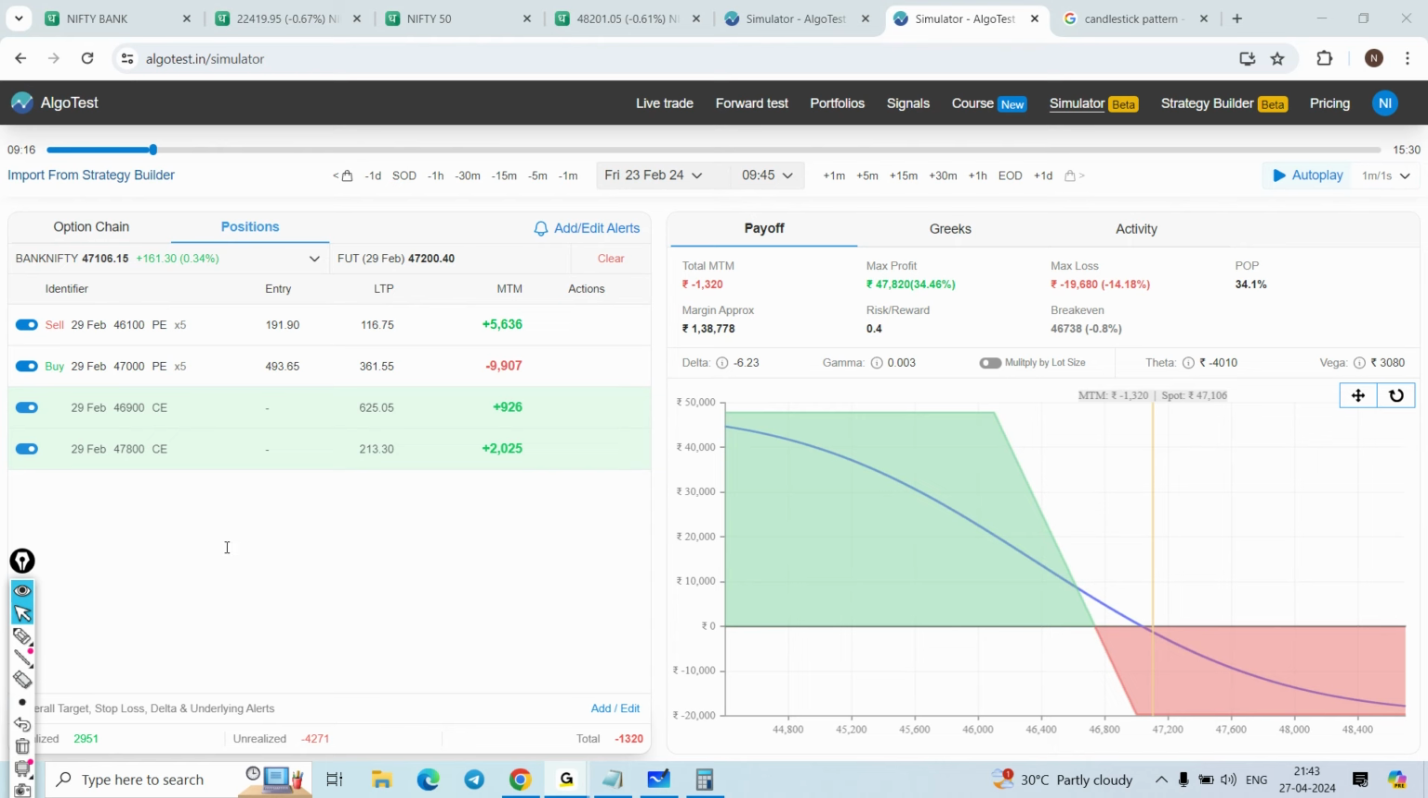Obviously, no, right? No overthinking. What happened? Nothing has happened. Just 70 points against me. I'm seeing just 1000 rupees, 1300 rupees car minus going. Nothing special.